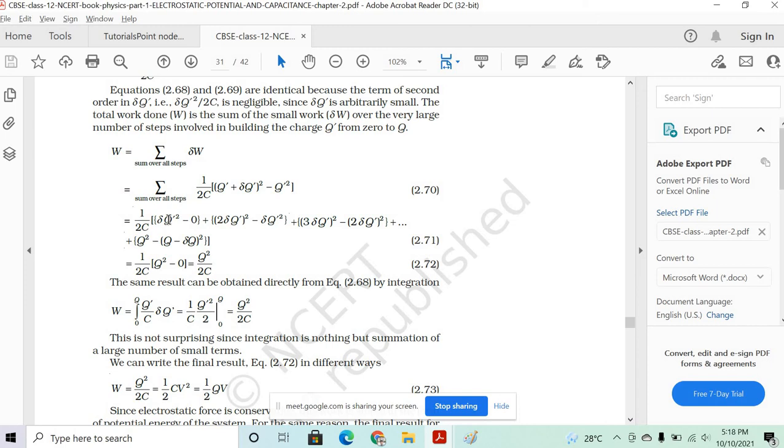Everything, the first term and the second term of the second term, is getting cancelled. So lastly, if you just see, only the last term will be remaining. This is not getting cancelled: q square. Correct? So then you will get half of q square by C. This is the total work done required to transfer the entire charge. Understood this part? Total work done is given as q square by 2C.